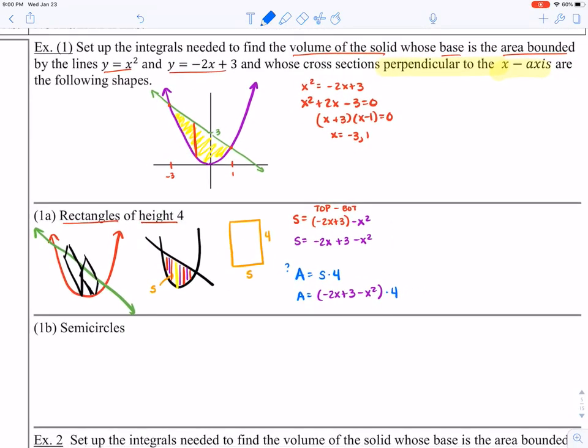So our last step is to write our volume. And what I'm really looking for is I want to see a picture. I want to see a statement for S. I want to see you find area. And then we're going to write that volume integral. So our volume is going to be the integral from A to B of the area of that slice. And it's going to be dx because we're going perpendicular to x, okay? So our integral will go from -3 to 1.